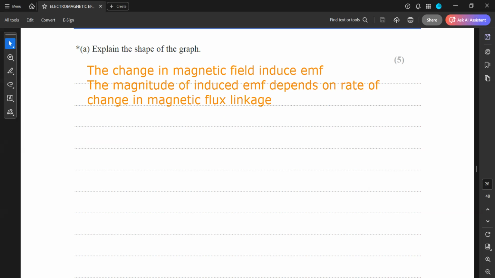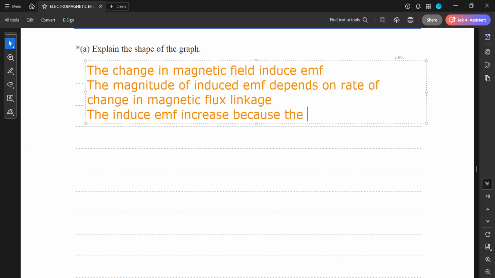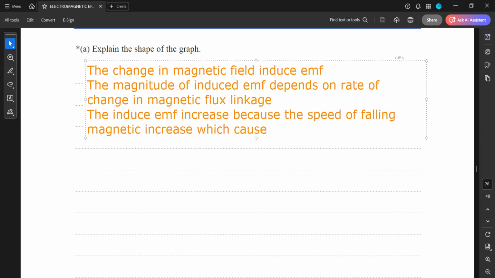Then the second part, the explanation of the graph. The induced EMF is increasing, as you can see from the graph, because the speed of the falling magnet increases, which causes a greater change in magnetic field.